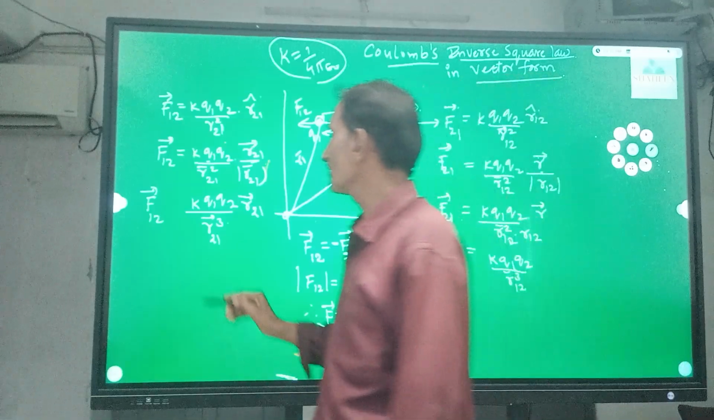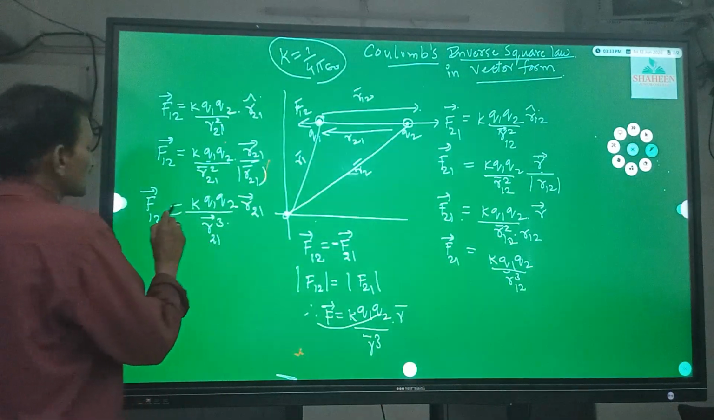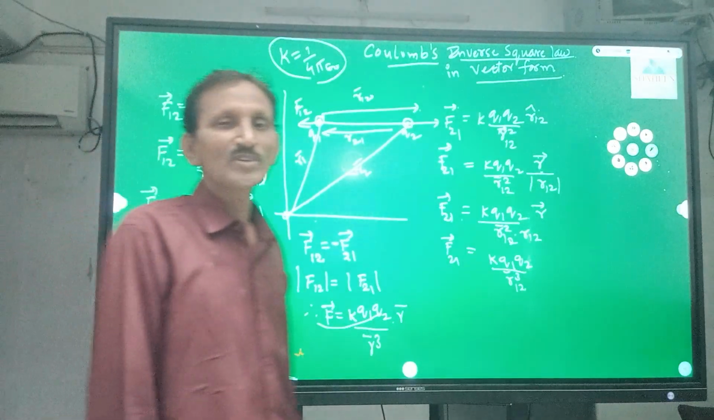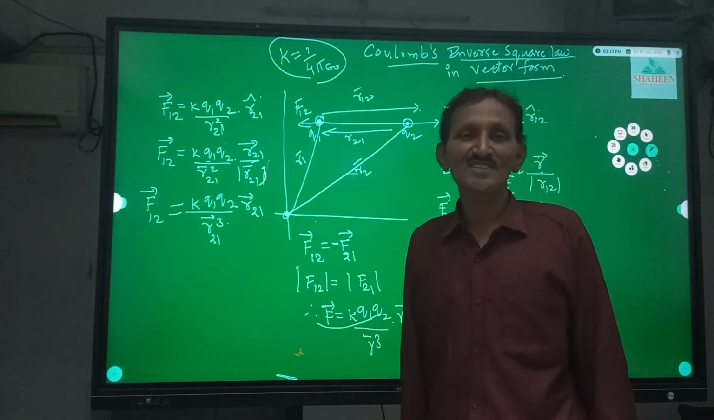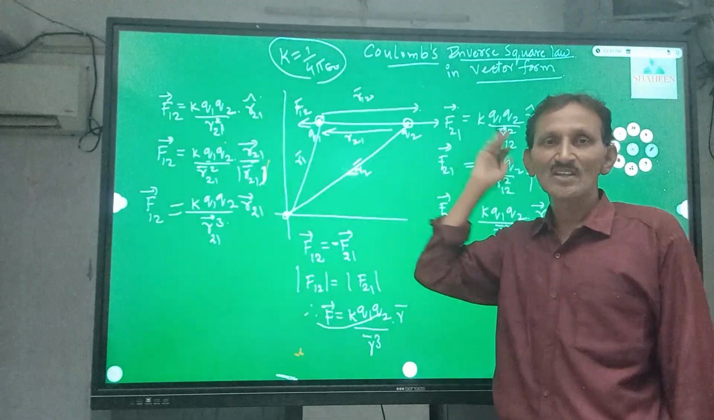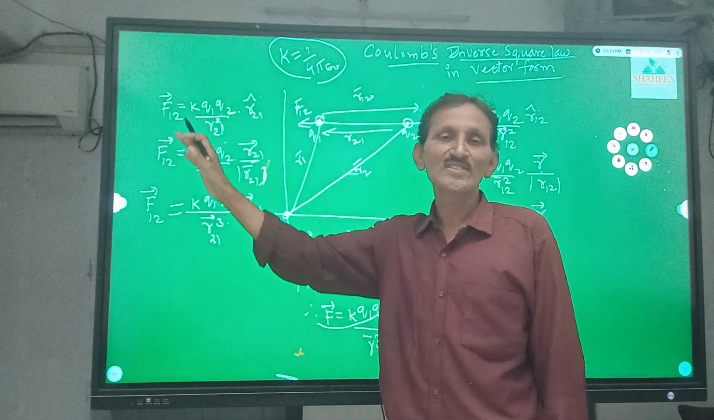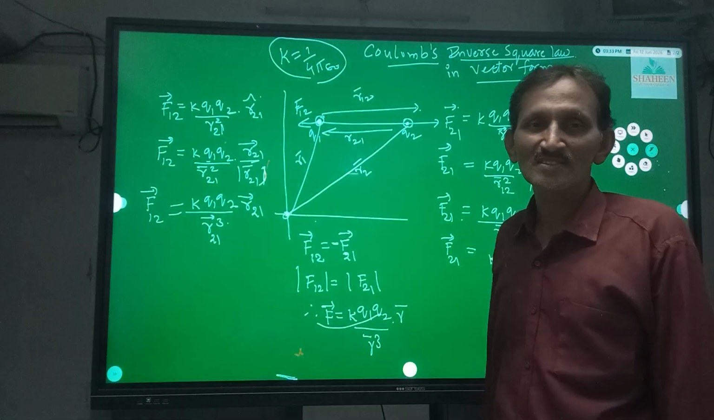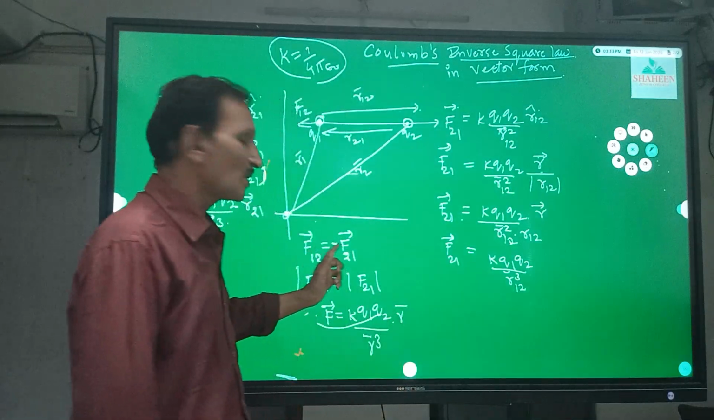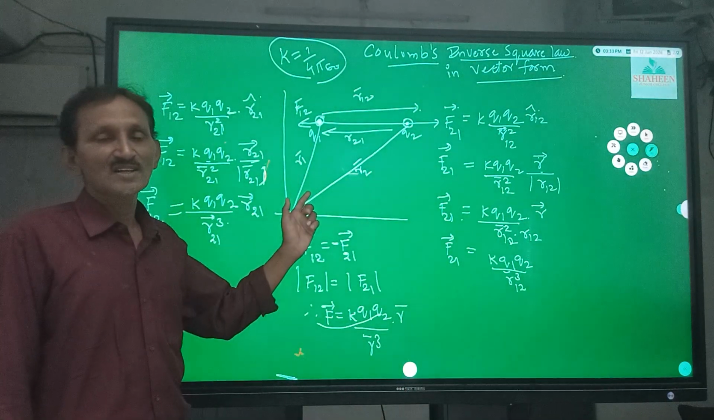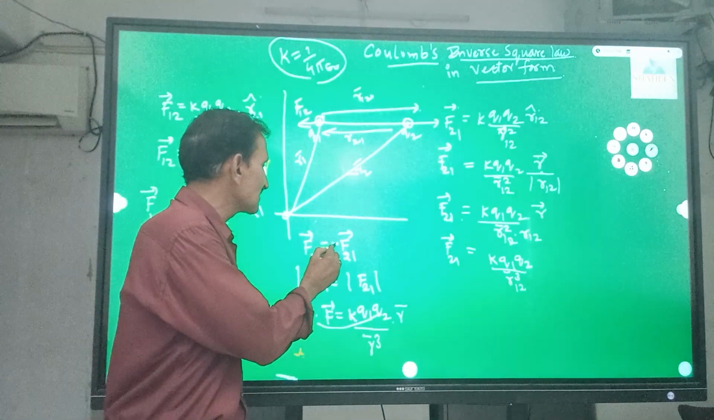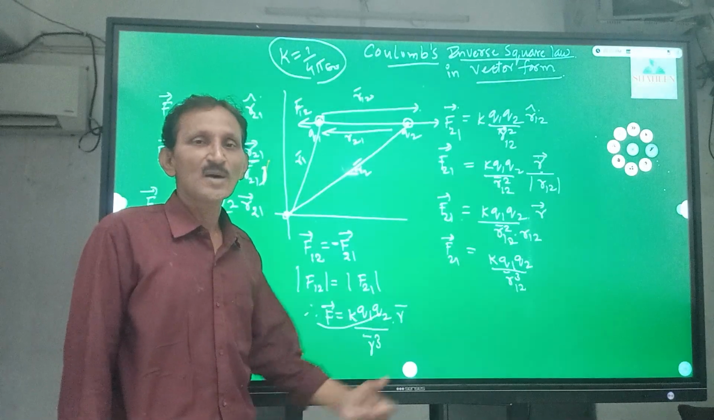Now what are we observing here? Both forces look similar, equal forces. But one is acting to the right side and the other to the left side. These two forces are equal but in opposite directions. So two equal and opposite forces act on the charges. They are repulsive forces, and this minus sign indicates a repulsive force, a force in the opposite direction.